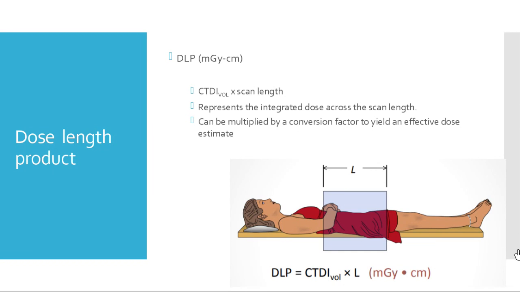CT dose descriptors, as I said, when we speak about CTDI, that means this is just about radiation dose per slice. When we speak about CTDI 100, also exposure per slice. When we speak about DLP, dose length product, that means radiation dose per examination. We can use DLP, multiplying DLP by a specific correction factor, to get the effective dose per procedure.